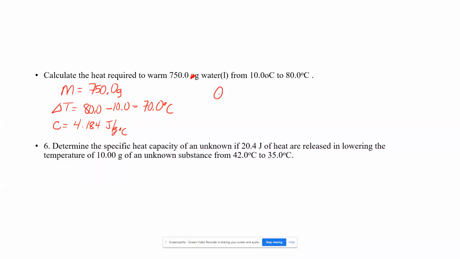So I want to assign Q. The formula I'm going to use is Q equals MC delta T. So now you just plug in 750 as your mass, plug in your specific heat, and then you plug in your change in temperature. And then now you can pick up your calculator, which I am doing right now: 750 times 4.184 times 70, and that's the amount of energy.